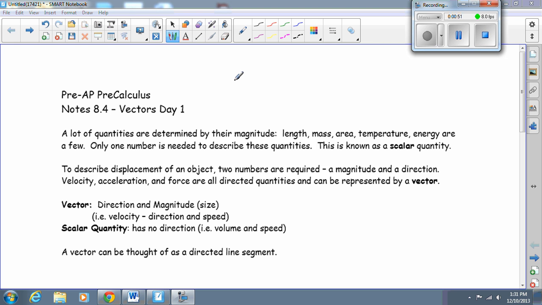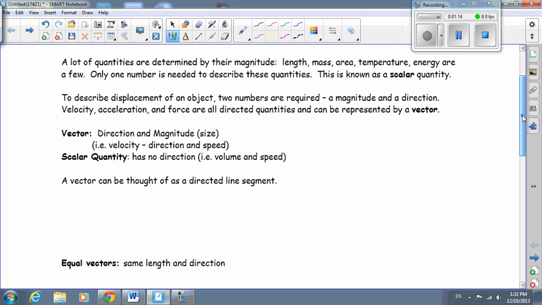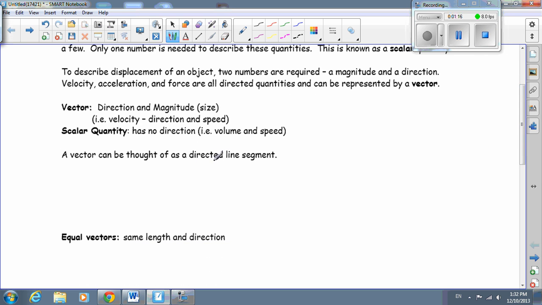A scalar quantity has no direction. Examples are volume or speed. So when I say I'm going 50 miles per hour, it doesn't tell you which way I'm going. However, a vector will tell you the exact direction, and not only the direction but also the distance, or I should say the magnitude. A vector can be thought of as a directed line segment.